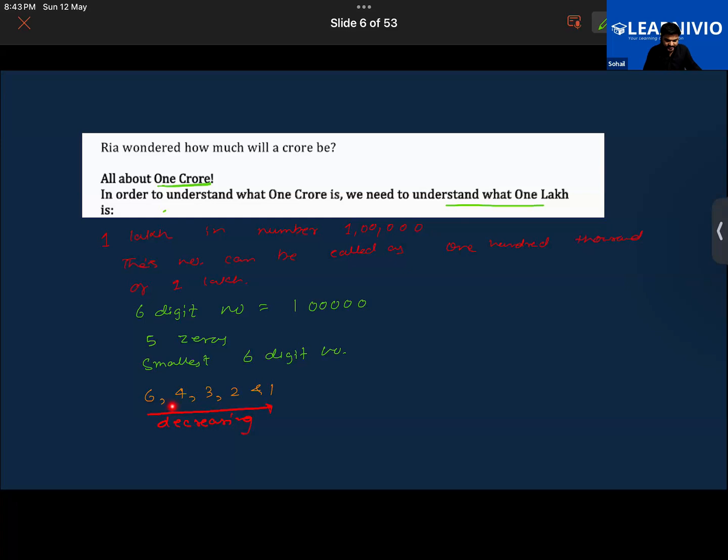Here's a number, 6, 4, 3, 2, and 1. Using these digits, you have to make the greatest and smallest number possible. To make the greatest number using these digits, you simply arrange them in decreasing order. Okay, now I want to make the smallest number that is possible. What should I do?